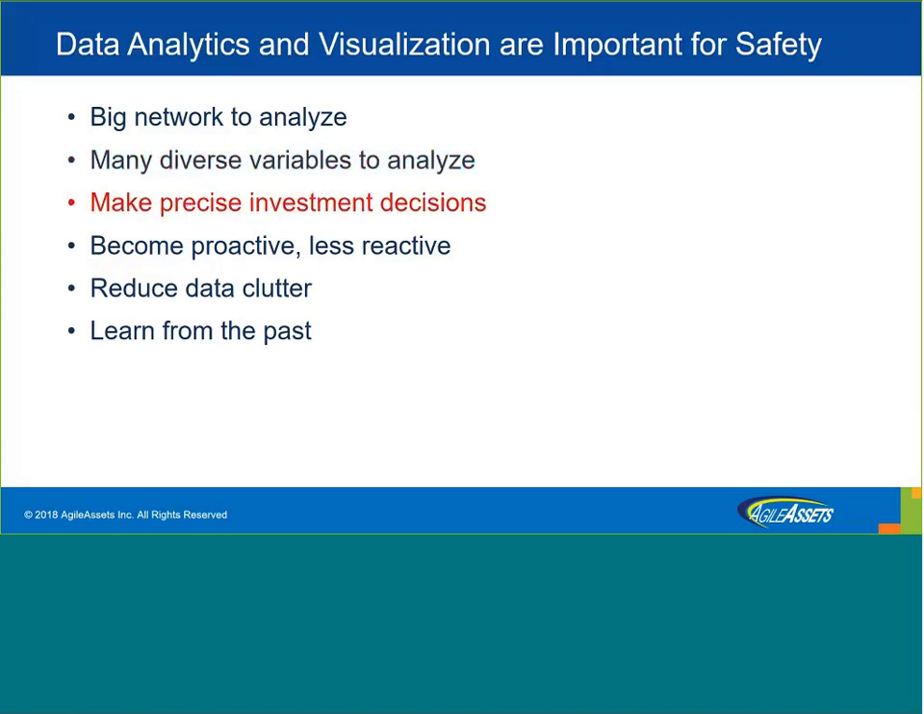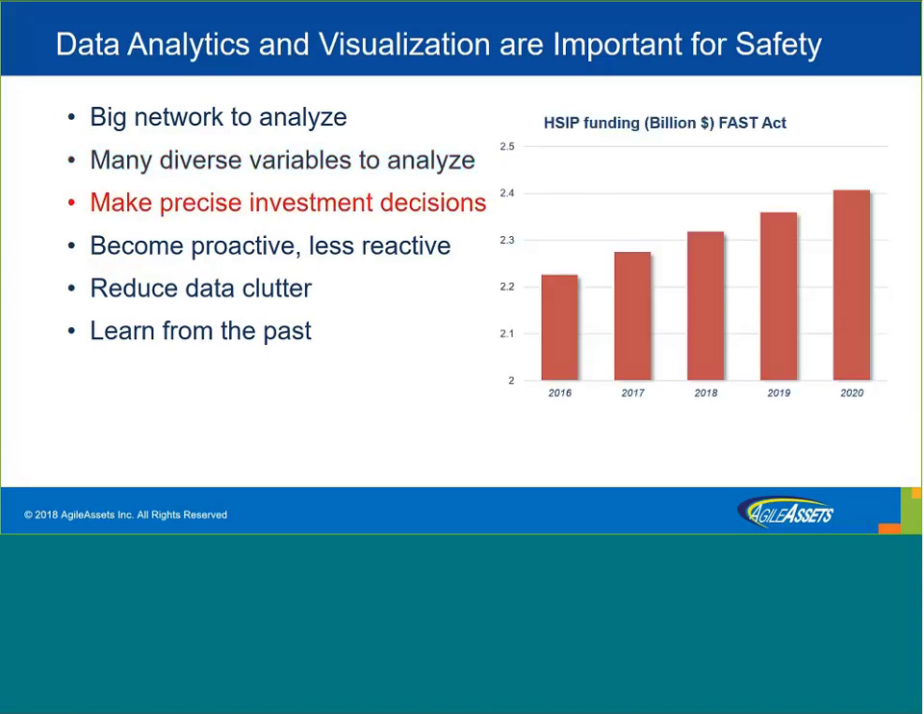We also need to make precise investment decisions. For example, transportation agencies all know about different Federal Transportation Acts, for example MAP-21 and the FAST Act. These acts allocate certain funding for the transportation agencies. For example, the current Federal Act, which is the FAST Act, authorizes roughly $305 billion for the fiscal years from 2016 up to 2020. And this paragraph actually shows you the funding that is allocated for the Highway Safety Improvement Program.